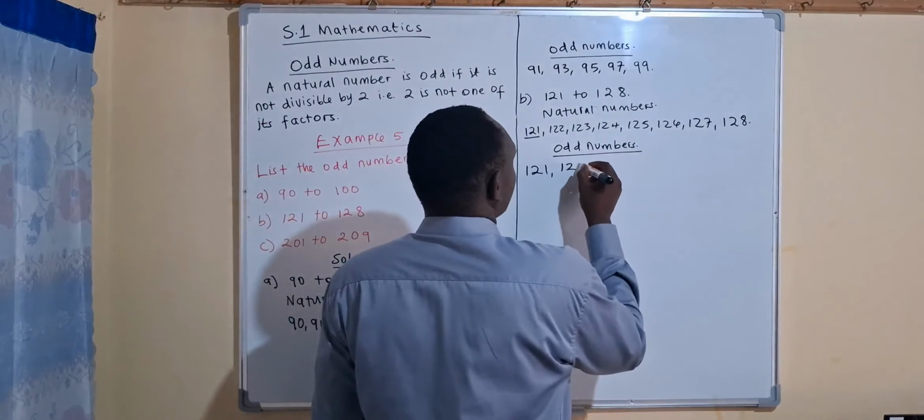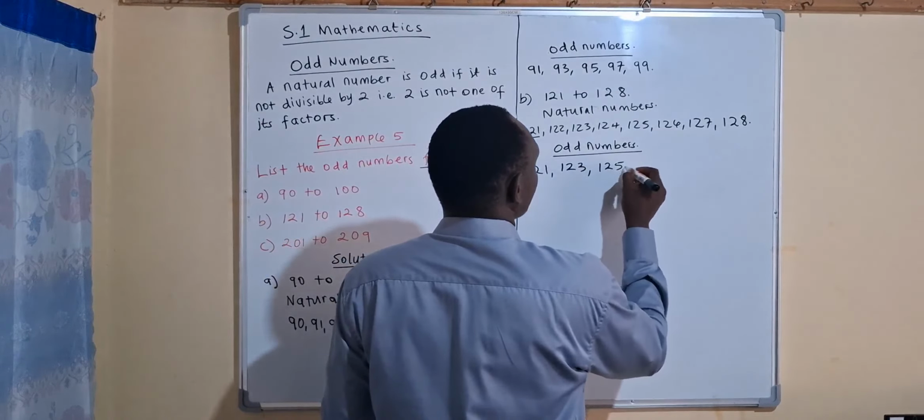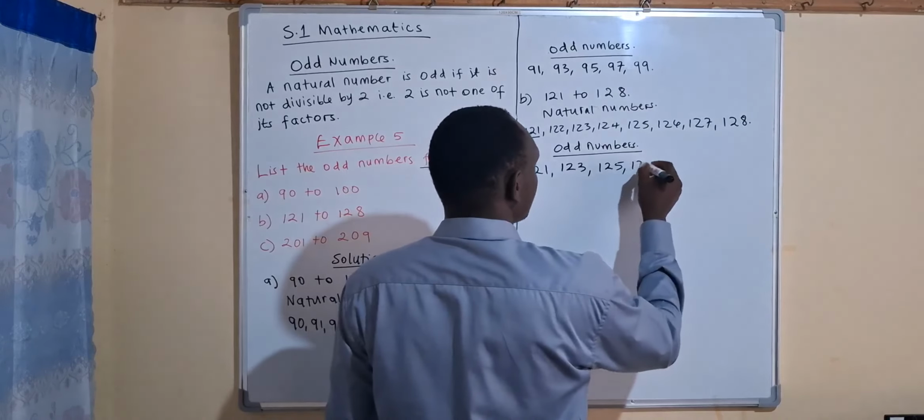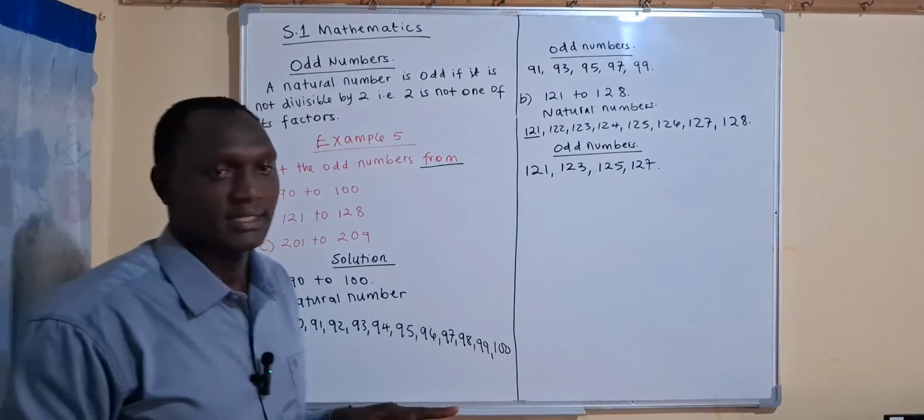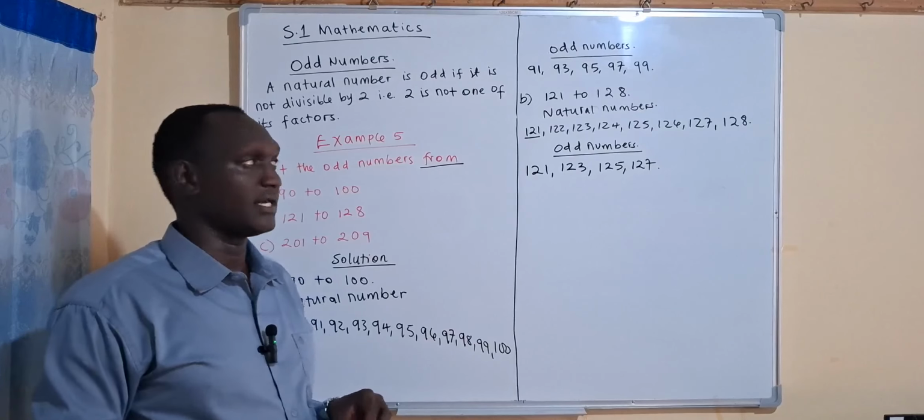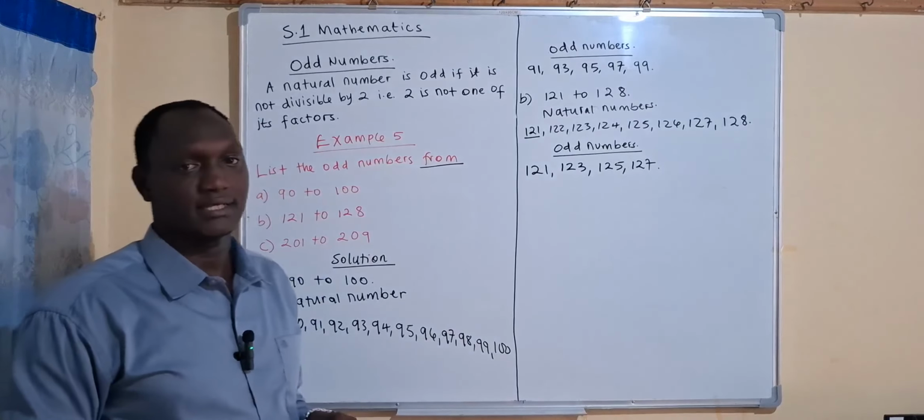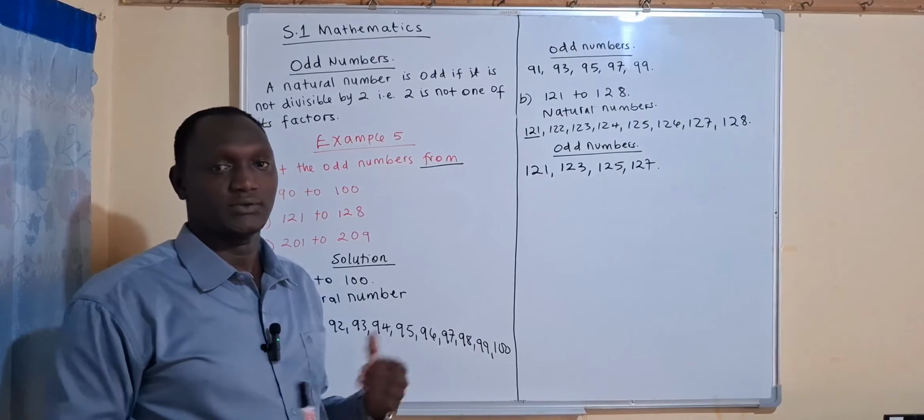123 is therefore odd. 124 is even. 125 is odd. 126 is even. 127 is odd. And then 128 is even. So these are the odd numbers that we can identify in that range from 121 to 128 inclusive.